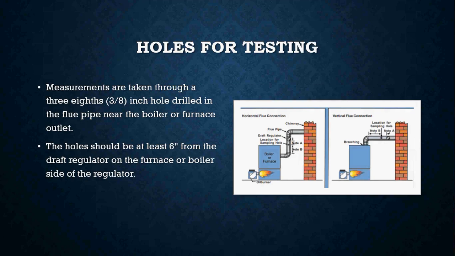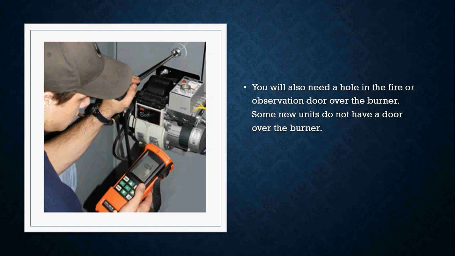When we're taking our measurements, we want to take them through a 3/8 inch hole drilled in the flue pipe near the boiler or furnace outlet. That hole has to be at least 6 inches from the draft regulator, on the furnace or boiler side of the regulator. You have to make sure you are taking these measurements in the correct area. If not, you are going to have false readings. You're going to get something that's wrong.